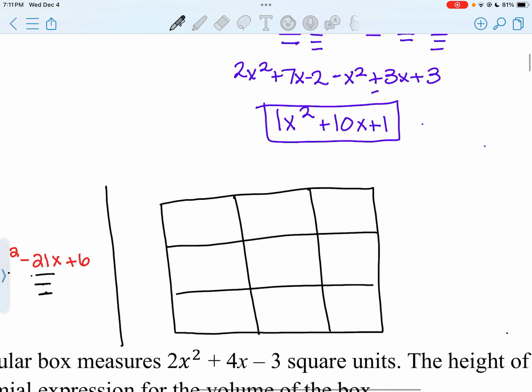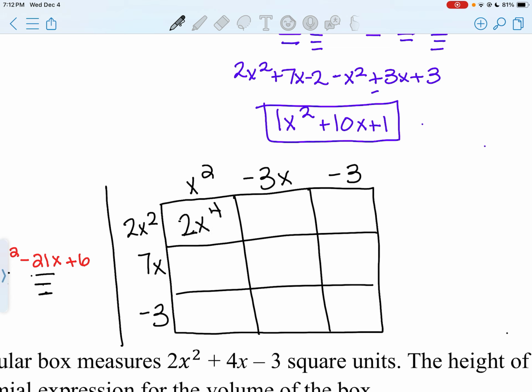So what goes on top of the row right here is one of the equations. So we have x squared minus 3x minus 3. What goes on the side of the rows is the other equation, which was 2x squared plus 7x minus 3. Always take the sign up front. And to find the area, you just do length times width. 2x squared times x squared, that's 2x to the 4th. 2x squared times negative 3x, that is a negative 6x cubed. 2x squared times negative 3, that is a negative 6x squared.